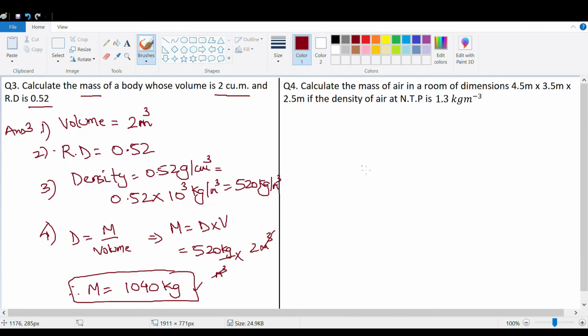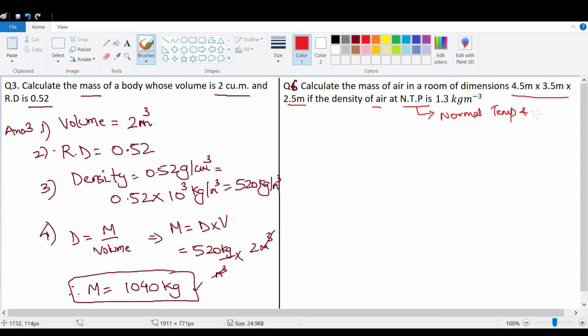Next, question number 6. In fact, I've written this number also wrong. This is question 6, not question 4. So let's read the question. The question says, calculate the mass of air in a room of dimensions something. If the density of air at NTP, I hope you know what NTP is. NTP is normal temperature and pressure.